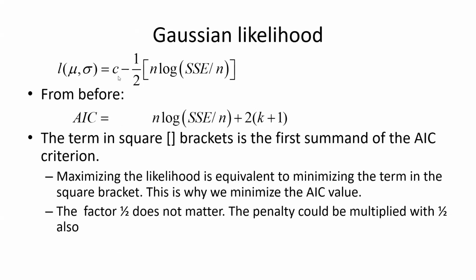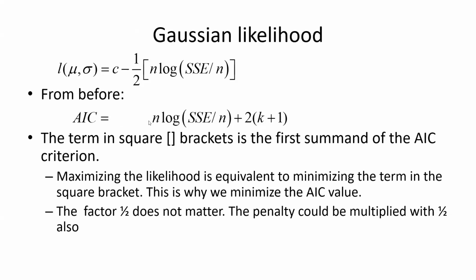The constant affects nothing. Now, the factor 1/2 also doesn't matter. I'm trying to minimize the AIC value. Whether I'm minimizing 1/2 times the AIC value or not doesn't matter. And any kind of factor that I have in here, I can always absorb in the penalty. So I can pre-multiply that with anything I want.